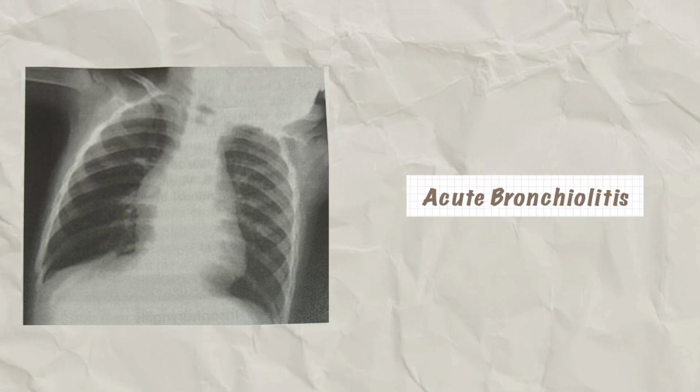So now let's move on to the next one. This is a chest X-ray of an infant. The lung fields show bilateral hyperinflation as evidenced by increased lung volumes. There is flattening of the diaphragm on both the sides.